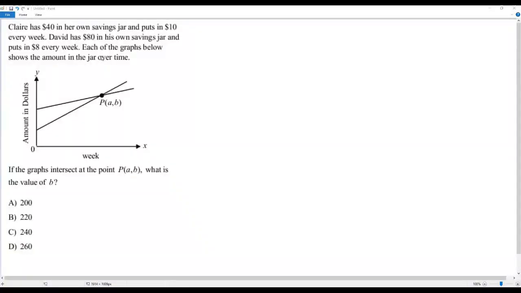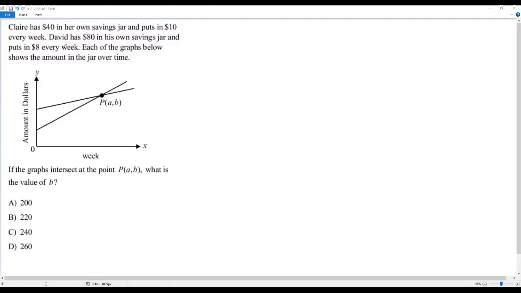Claire has $40 in her own savings jar and puts $10 every week. David has $80 in his own savings jar and puts in $8 every week. Each of the graphs below shows the amount in the jar over time. If the graphs intersect at the point P of (A, B), what is the value of B?